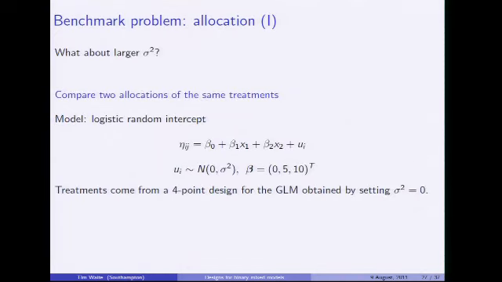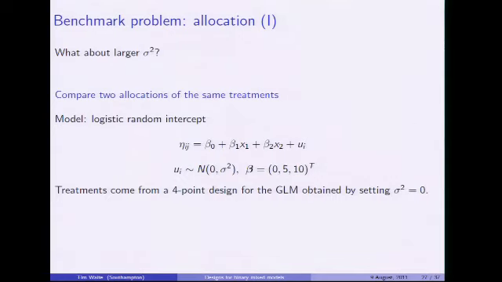For larger values of sigma squared, these approximations stop agreeing. And it would be nice to be able to tell whether one particular approximation does better. So what we'd really like is an independent arbiter of the ability of these different approximations to produce designs. And to some extent, that's provided by a benchmark problem.